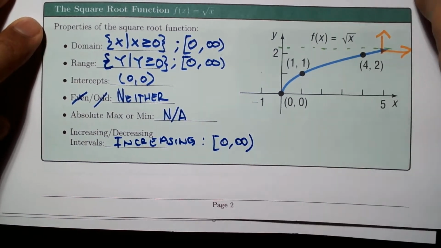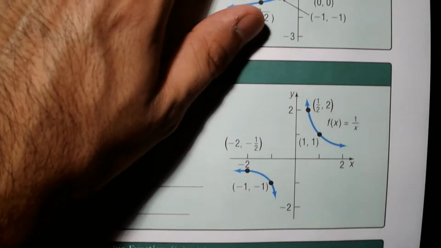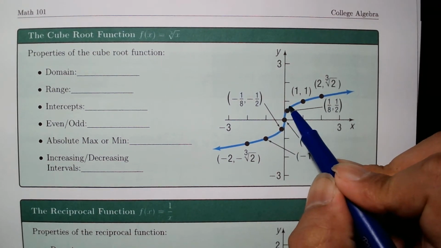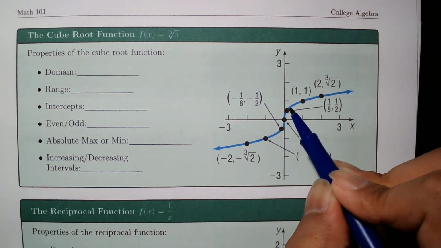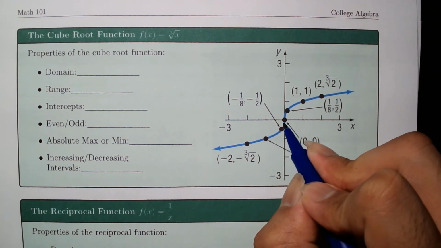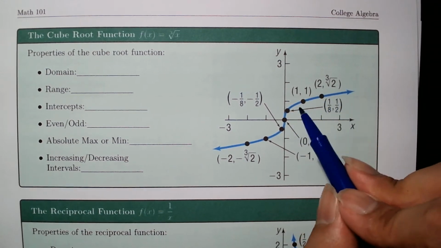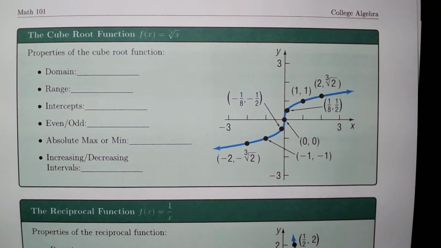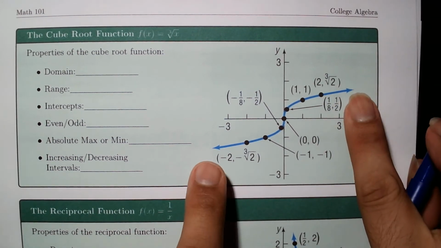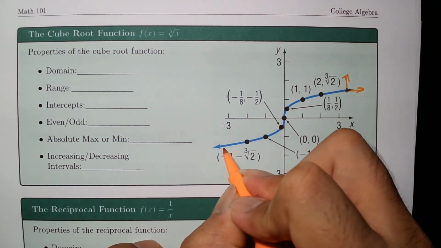Let's look at a few more functions. The cube root function. So the cube root is going to look very similar to that of the square root. However, it's going to have another tail in the negative direction and below the x-axis, as opposed to the previous one, which is the square root. Okay, domain. Again, we have this curvy shape.